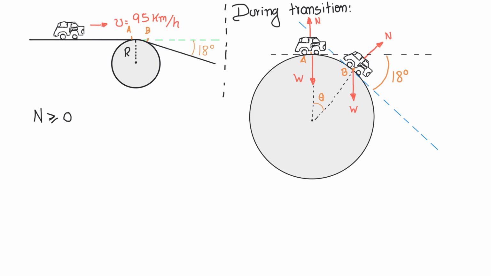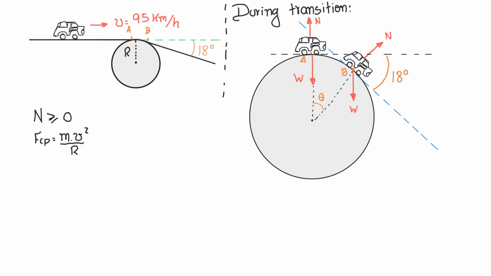But now, what does the normal force have to do with the radius of the circle? For that, you have to remember a bit about the centripetal force. Whenever an object is undergoing a circular motion, there is a centripetal force acting on that object. And that centripetal force is given by the mass of the object times the velocity of that object squared divided by the radius of that trajectory.